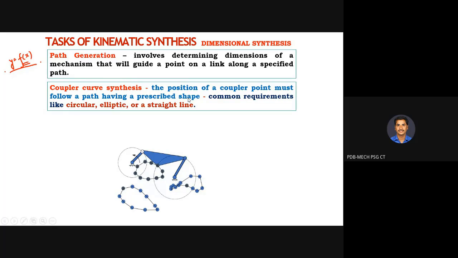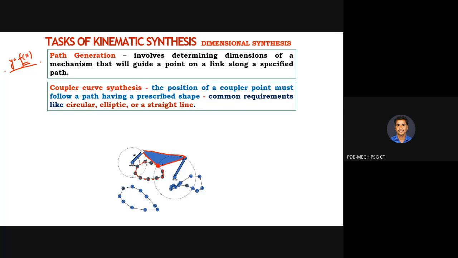So if you look at this particular image, this red color mark point, what is this point? It is a point on the coupler, correct? So the coupler is your floating link. It is a point on the coupler. So when motion is given to the input crank, this particular red color point on the coupler is going to trace this particular path.